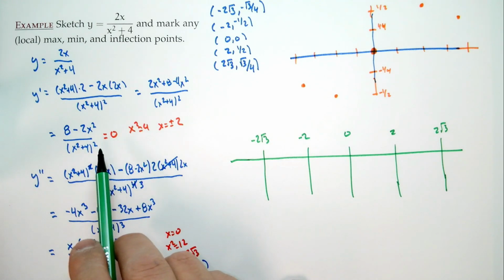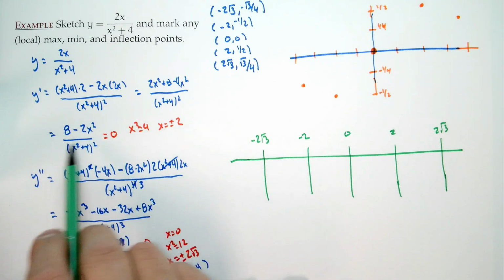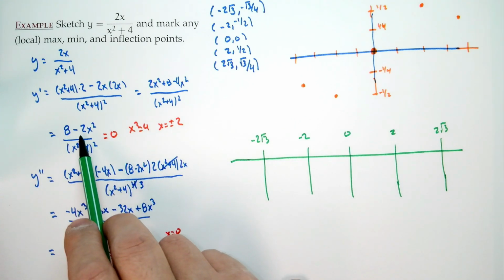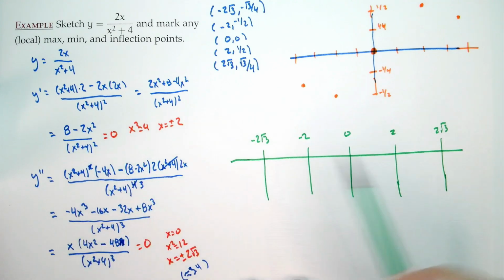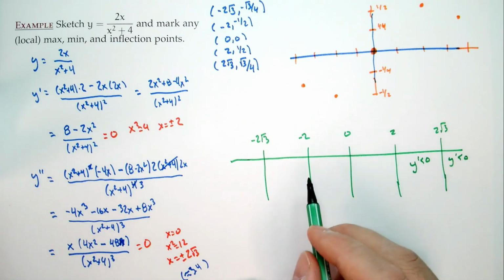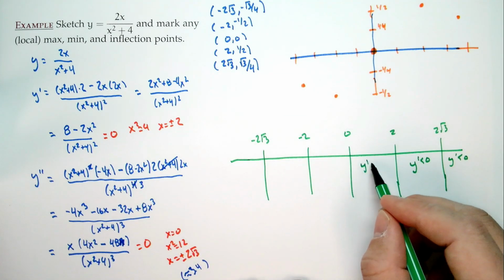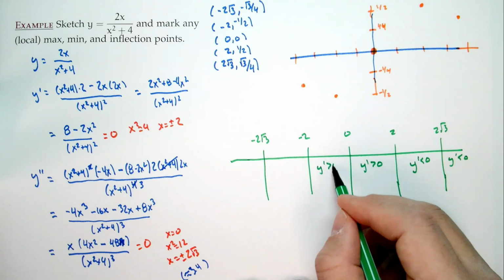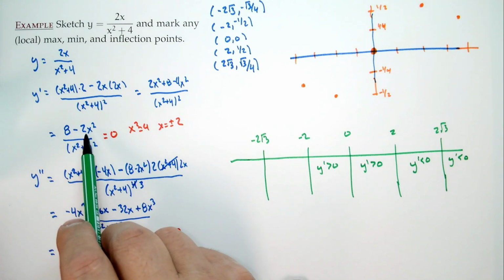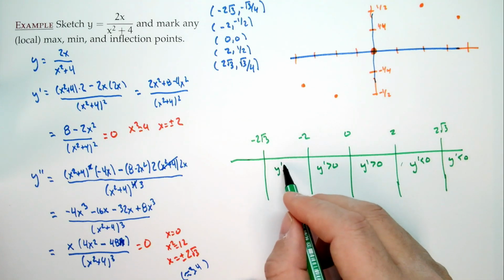Our first derivative is only going to change signs at 2 and negative 2. So if I pick a point above 2, and I just need to look at the numerator, let's say 3, I get 8 minus 18. That's negative. So our first derivative is going to be negative over here. Now between negative 2 and positive 2, I can pick 0. I get 8, that's positive, so my derivative will be positive between negative 2 and positive 2. And now if I pick a number like negative 3, because I'm squaring it, I'm going to get the same result as on that side. So I'm back to being negative.